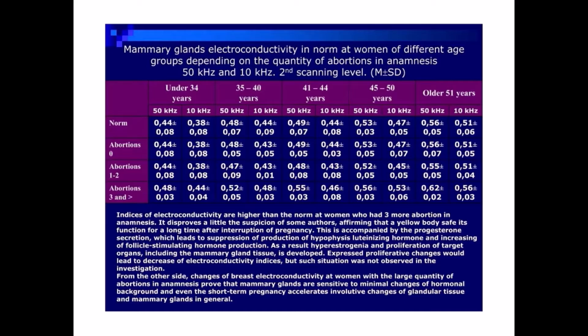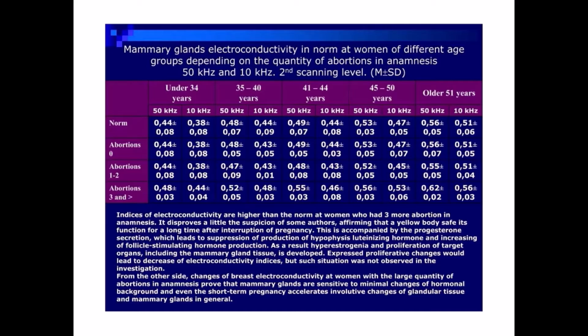It slightly disproves the suspicion of some authors affirming that the yellow body saves its function for a long time after interruption of pregnancy. This is accompanied by progesterone secretion, which leads to suppression of production of the hypophysis luteinizing hormone and increased follicle stimulating hormone production. As a result, hyperestrogenia and proliferation of target organs, including the mammary gland tissue, develop.